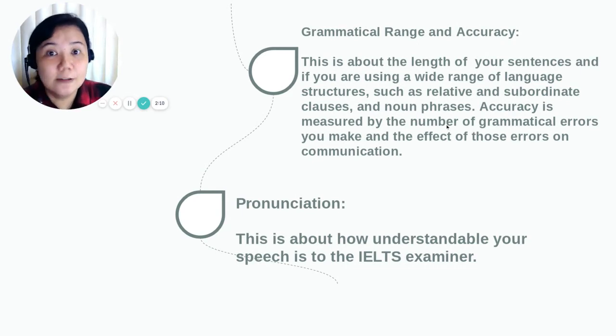And the last thing is, of course, your pronunciation. This is about how understandable your speech is to the IELTS examiner.